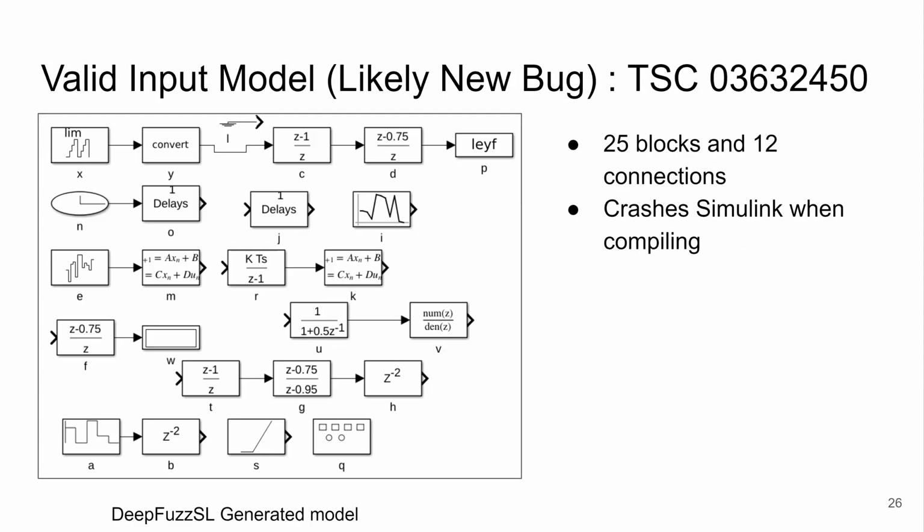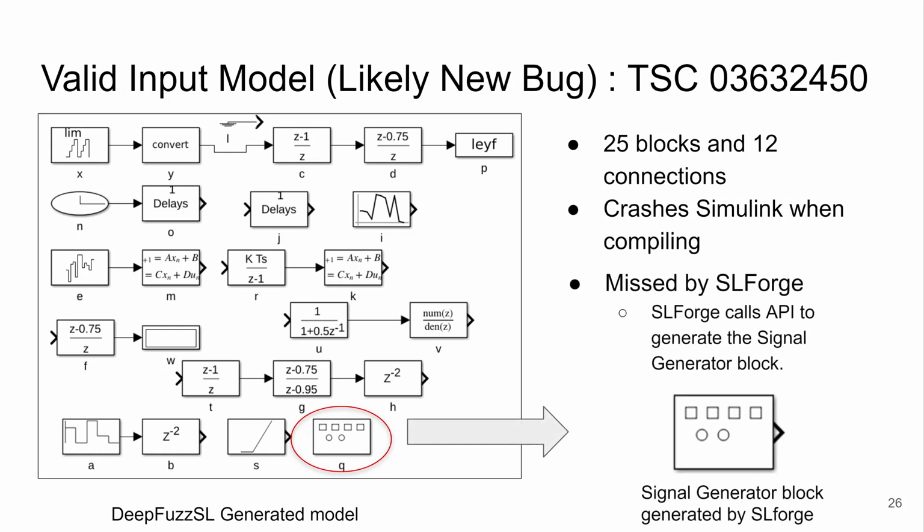The other bug is triggered by the model on the slide. It has 25 blocks and 12 connections between them. MathWorks confirmed that this is likely a new bug, and the crash occurs due to a missing output port in a signal generator block, the one circled with a red circle. So this bug is interesting as it validates our hypothesis that DeepFuzzSL generated Simulink models cannot be generated by SLforge. The reason behind this being that SLforge calls an API to generate the signal generator block, while in our case, we write the code ourselves to build this block.